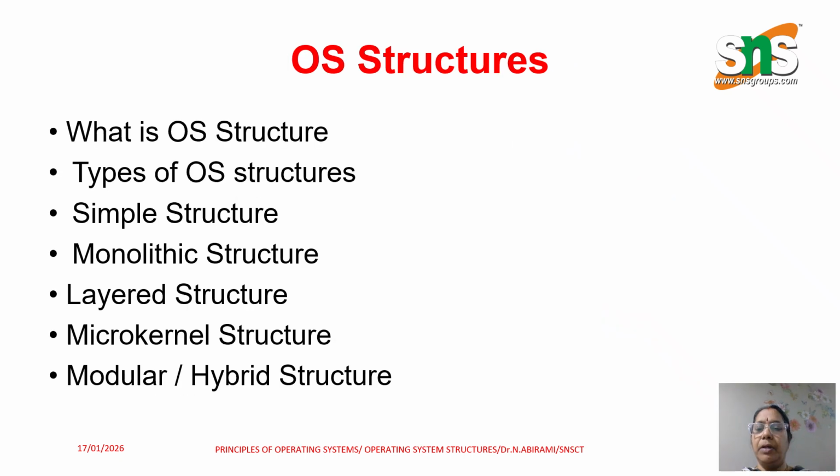In today's session, we discussed what an operating system structure is and what the various types of operating system structures available are. In detail, we also saw the simple operating system structure, its advantages and disadvantages, and the monolithic operating system structure, its advantages and disadvantages. In the coming session, we will be discussing in detail the remaining structures: the layered structure, microkernel structure, and modular or hybrid structure.